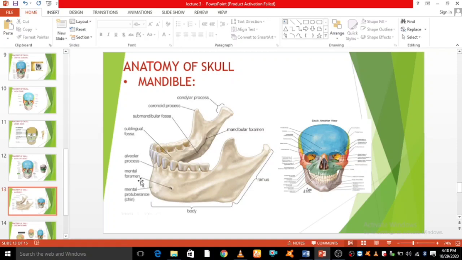This is the mental. Look at this one. Focus on this foramen. We call it mental foramen. Mental foramen is a small foramen on the anterior surface of the mandible, typically adjacent to the root of the mandibular second premolar tooth. The mental nerve, a terminal branch of the inferior alveolar nerve, and mental artery leave the mandibular canal through this foramen.